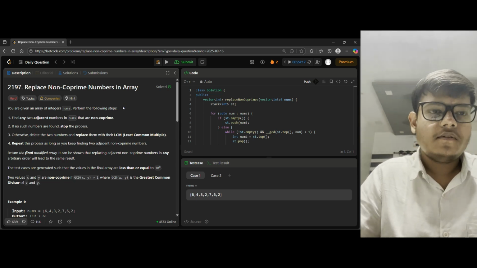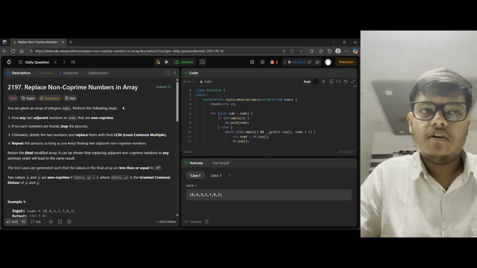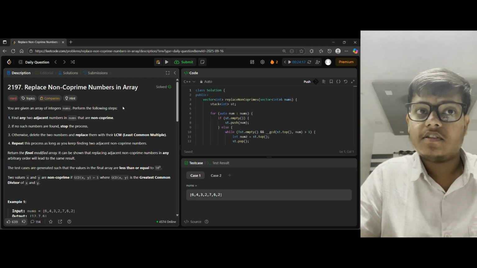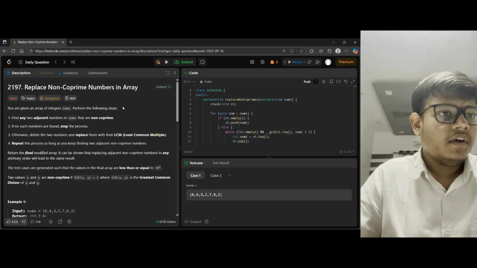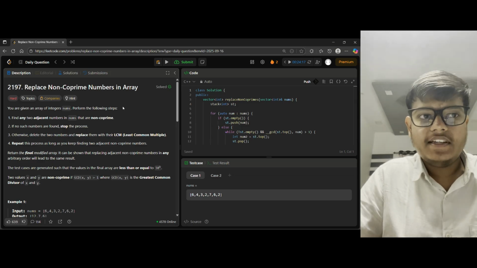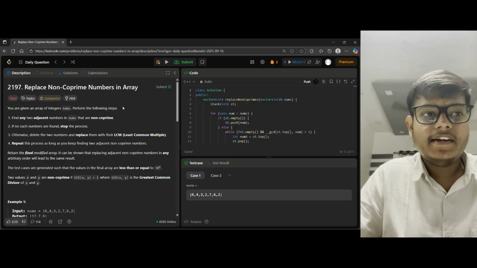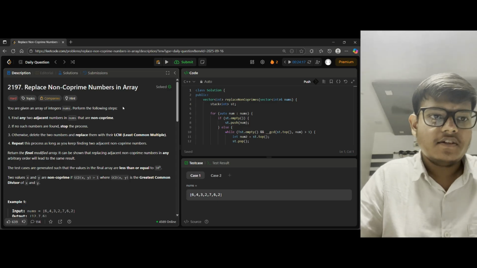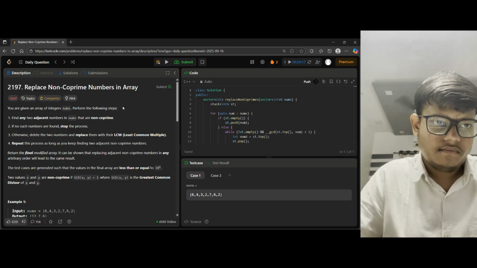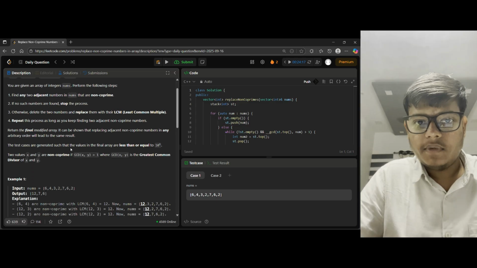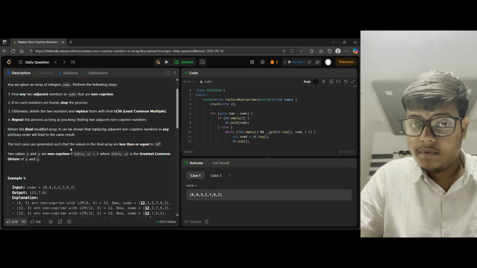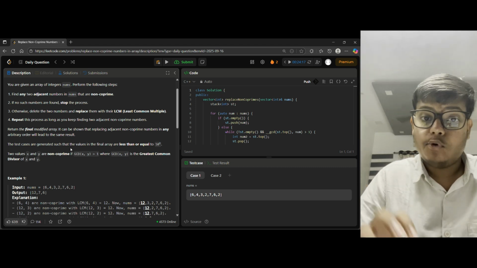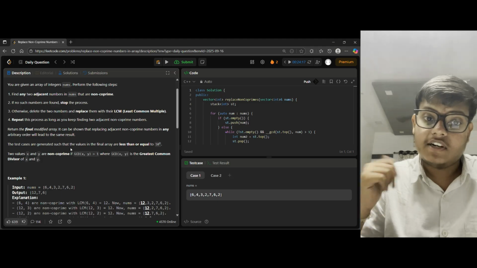So hello everyone, today we are going to solve Replace Non-Coprime Numbers in Array. You are given an array of integers nums. Perform the following steps: first find any two adjacent numbers which are non-coprime. If you have found such numbers, take the LCM of those two numbers, remove the two numbers, and insert the LCM at that particular position.